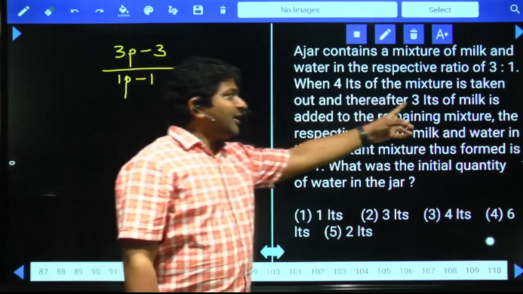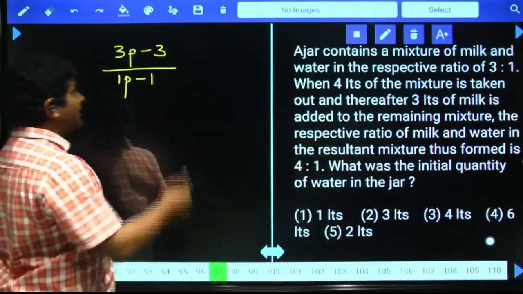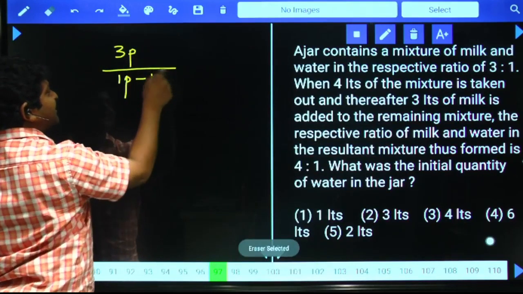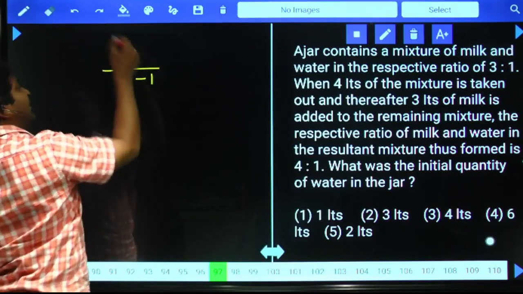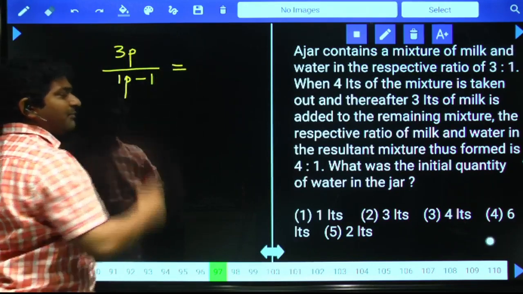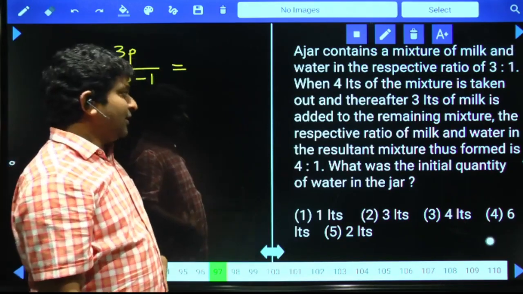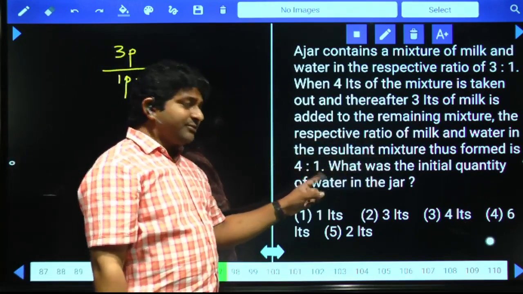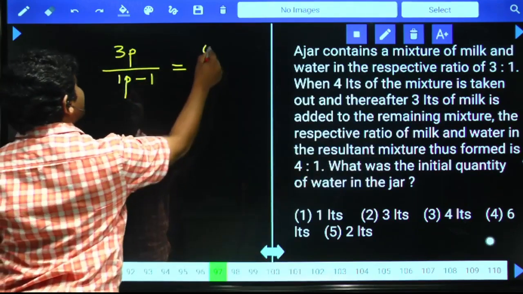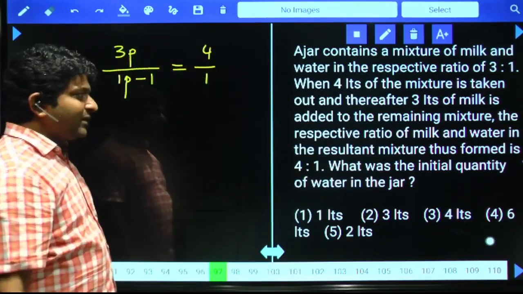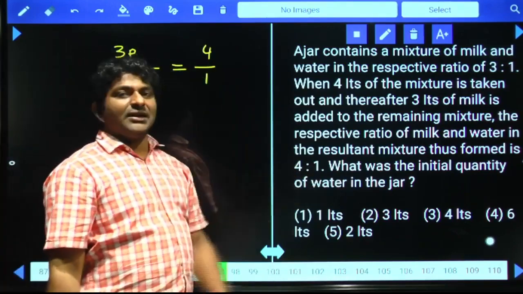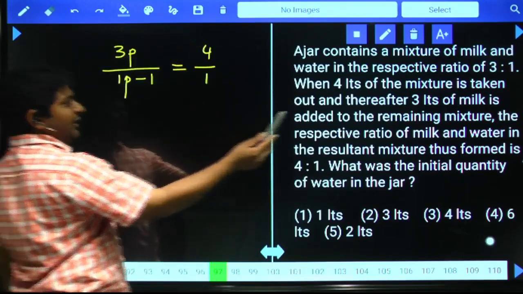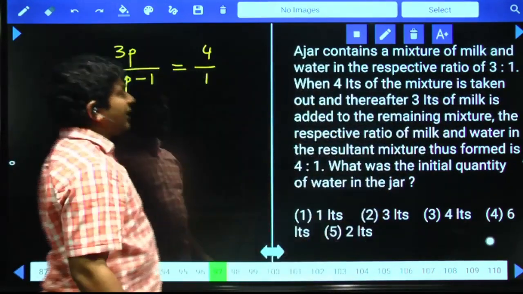And then thereafter we are adding 3 liters of milk. If you add 3 liters of milk, then plus 3 and minus 3 get cancelled. Now finally we have 3 parts of milk and 1 part minus 1 liter of water. The ratio of milk and water in the resultant mixture is 4:1. What was the initial quantity of water in the jar? Initial quantity of water is 1 part. That's what we need to calculate.